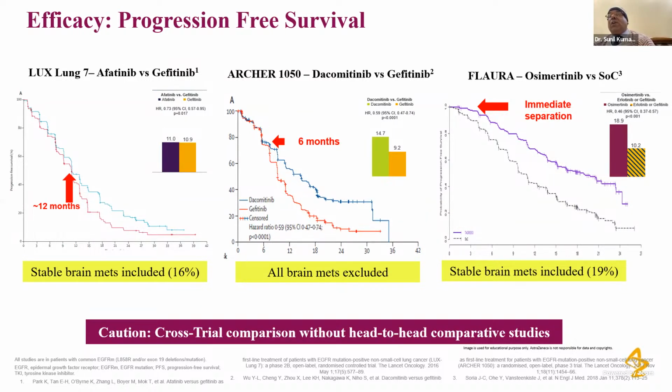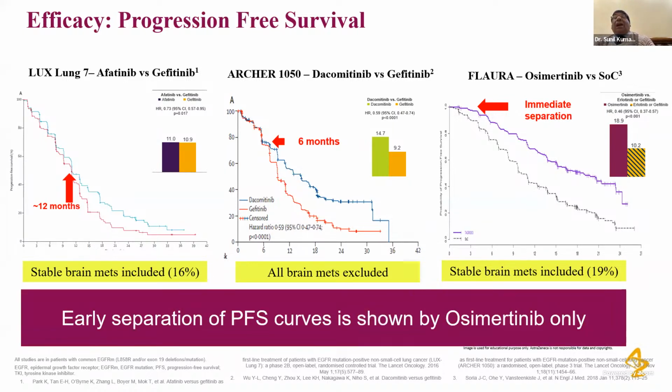And I just want to highlight that stable brain mets were included, in the tune of 19%. And the response, comparing with the standard TKI, was 18.9 versus 10.2 months. So you can see that this is a cross-trial comparison, without a head-to-head comparison study between first generation, second generation, and third generation TKI. Next slide, please. So early separation of the progression-free curve is shown by osimertinib only, and I would like to say this drug is special as compared to first generation and second generation TKI. Next slide, please.